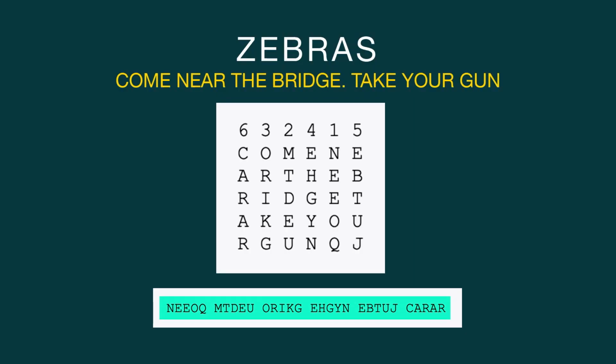message. The ciphertext is then read off as NWOQ, MTDEU, ORIKG, EHGYN, EBTUJ, CARAR. In the irregular case, the columns are not completed by nulls.